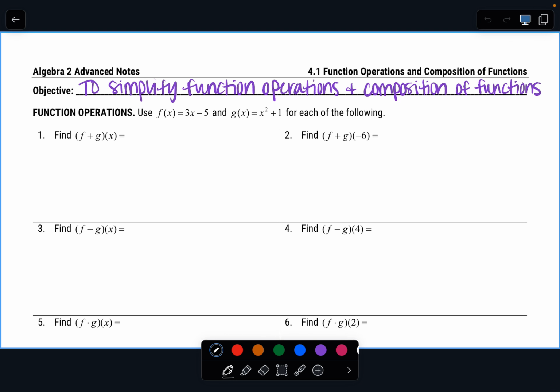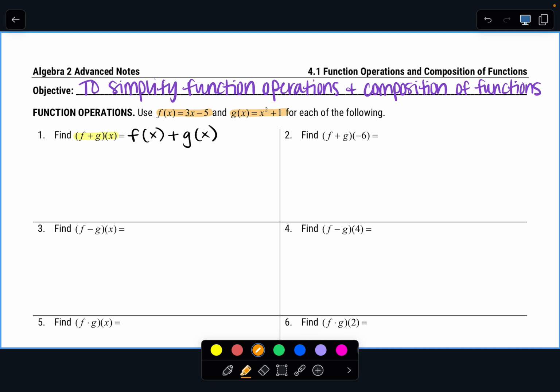The first one is f plus g of x. So when you see this notation here, all that means is we are going to take the function f of x and we're going to add it to the function g of x. So in this particular question, they gave us two functions to work with. They told us f of x is 3x minus 5 and g of x is x squared plus 1. So all we have to do for question 1 is take these two equations and add them together.